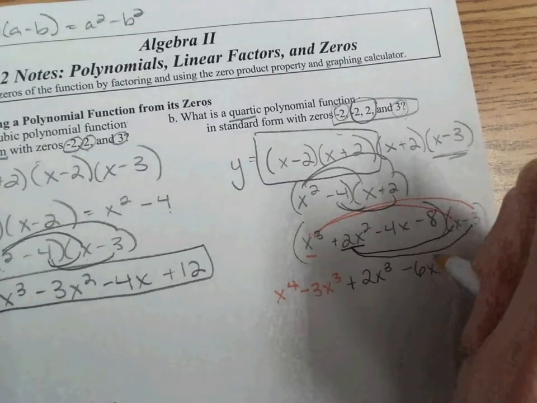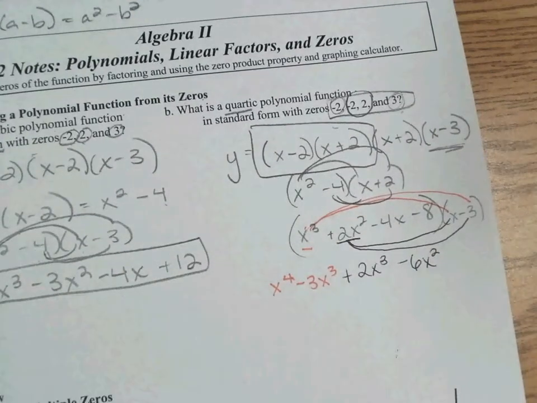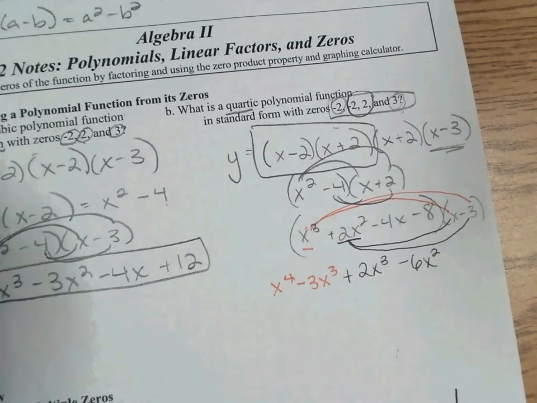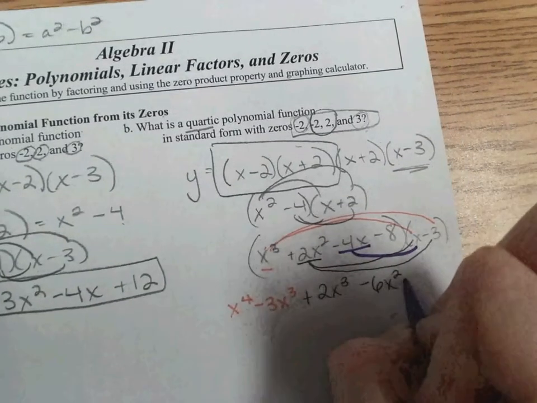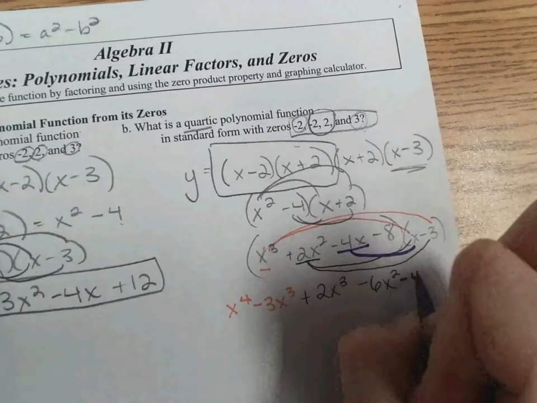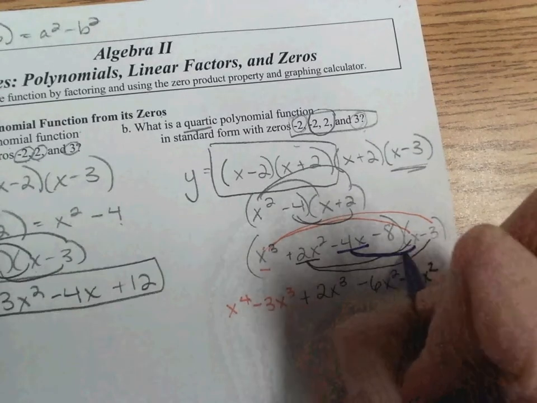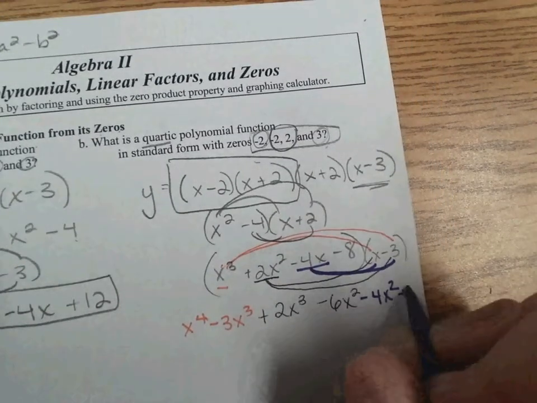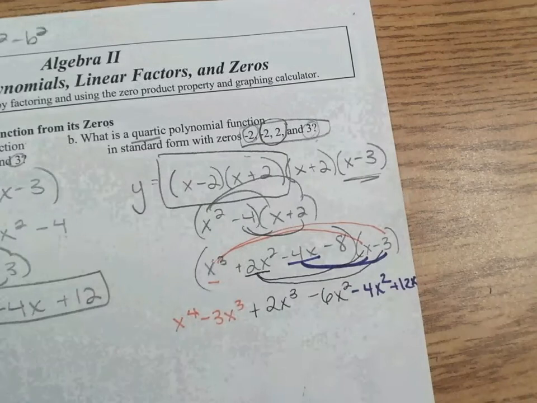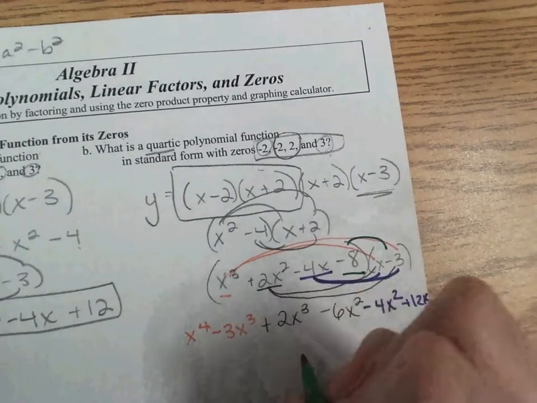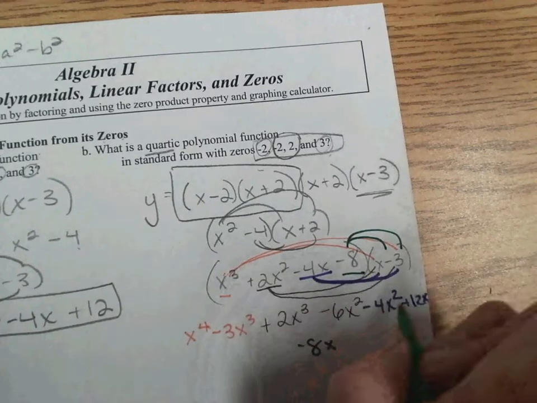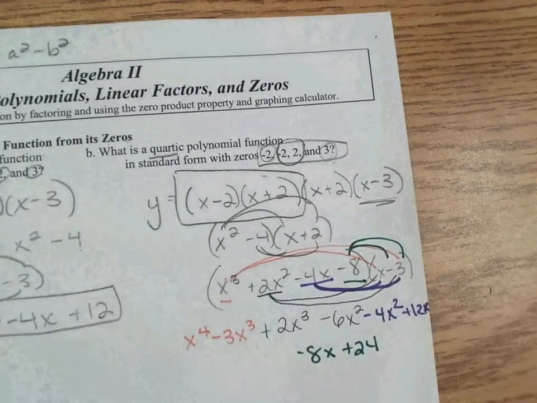And then we've got that x squared there. And then I'm going to come back to my minus 4x here and multiply that. And I've got a minus 4x times an x. That's going to be a minus 4x squared. And then a minus 4x times a minus 3 is going to be a plus 12x. And then lastly, I've got my minus 8. Multiply that, and I've got a minus 8x and a plus 24.